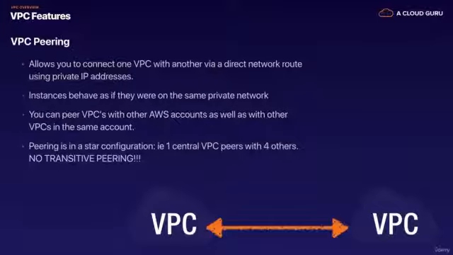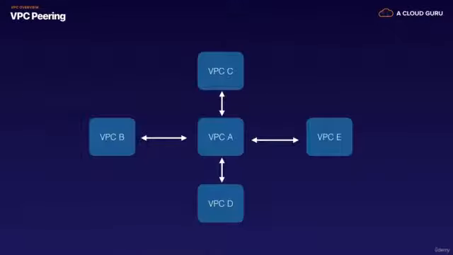You might be wondering, what does that mean? You can also peer between regions as well now. So you can have one VPC in one region and you can have another VPC in another region, and you can peer across regions. So do bear that in mind as well. So let's have a look at what transitive peering means.